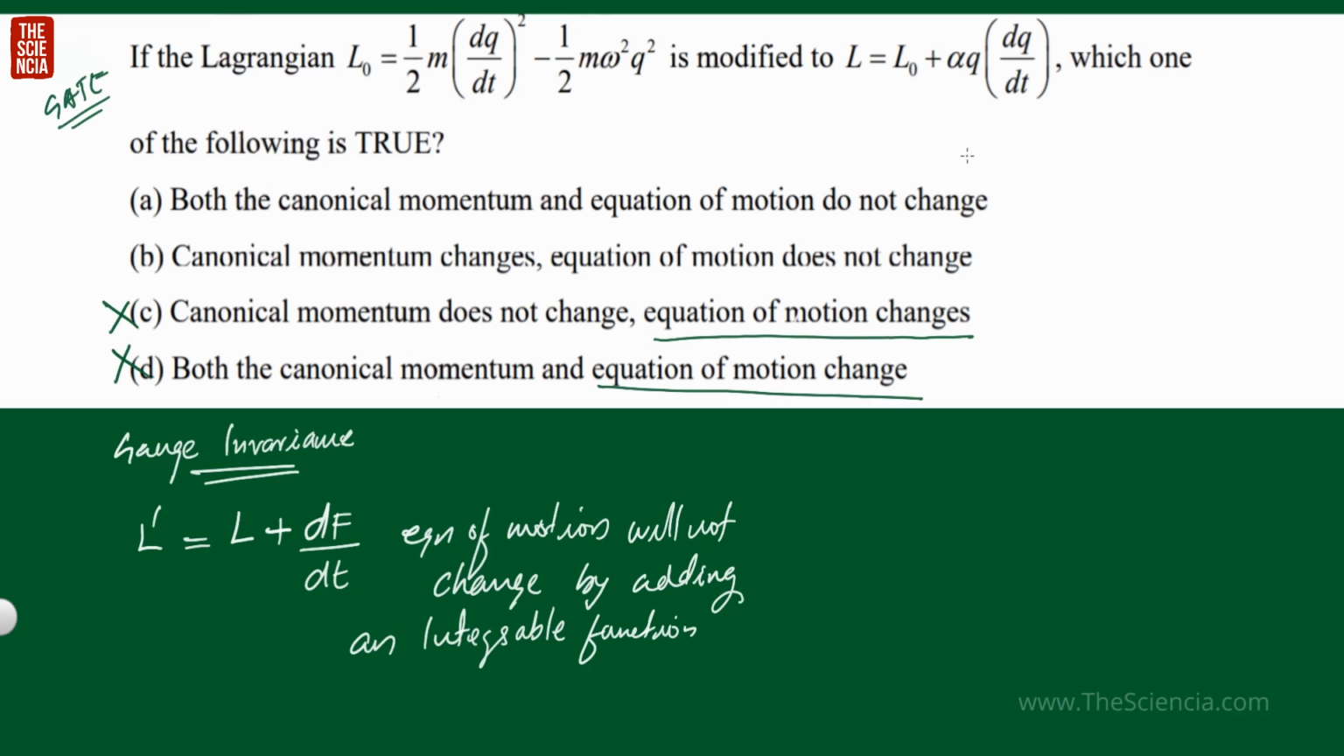Similarly, you see in the given Lagrangian, this one is L0 and to this L0 we added a term that is an integrable function. So the equation of motion will not change. So we can exclude option C and option D. Now we have to find out the canonical momentum for both the Lagrangians. And you know how to find out the canonical momentum. So you please do and find out the exact answer.